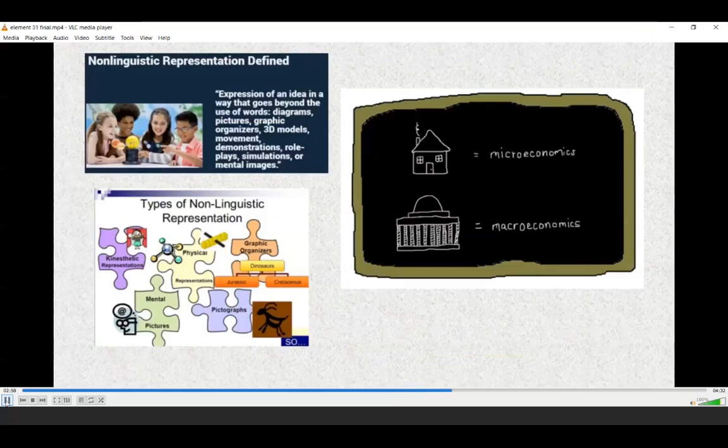There are many types of non-linguistic expressions, such as graphic organizers, role-playing, drawing, taking pictures, or making three-dimensional models. Students should be able to explain the representations and how they relate to the content.